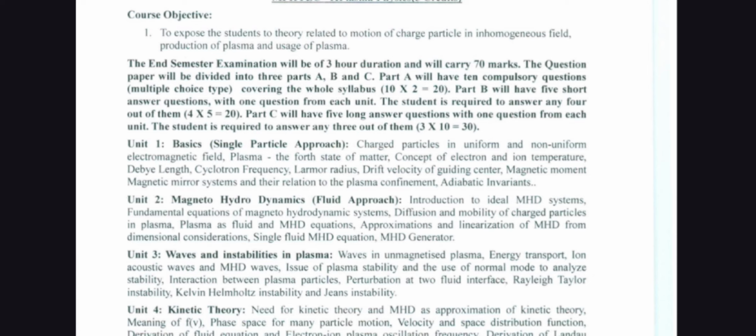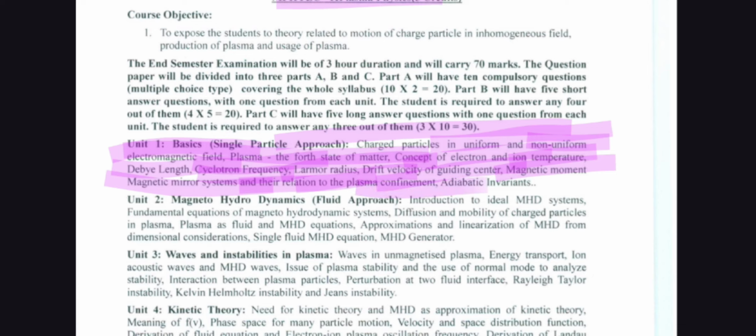So unit I, plasma physics. Unit first, basic single particle approach, charged particle in uniform and non-uniform electromagnetic fields, plasma, the fourth state of matter, concept of electron and ion temperature, Debye length, cyclotron frequency, Larmor radius, drift velocity of guiding center, magnetic moment, magnetic mirror system and their relation to plasma confinement, adiabatic invariants.